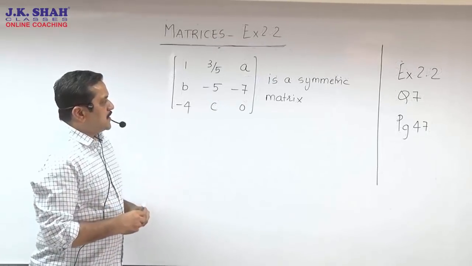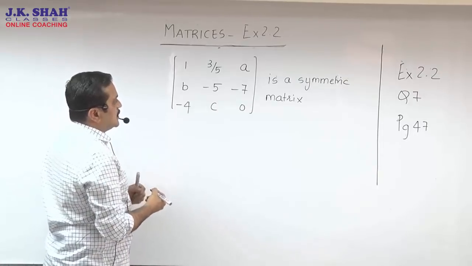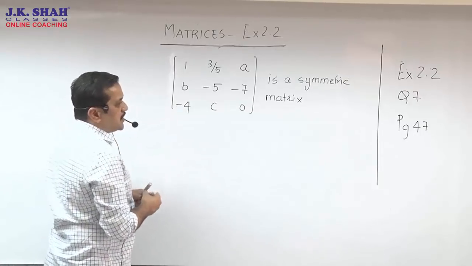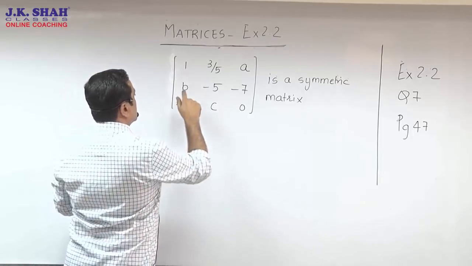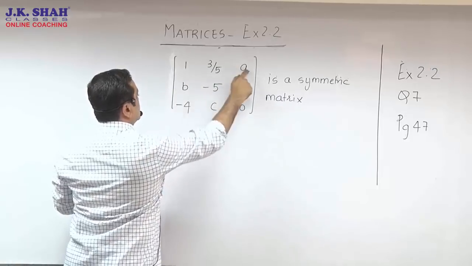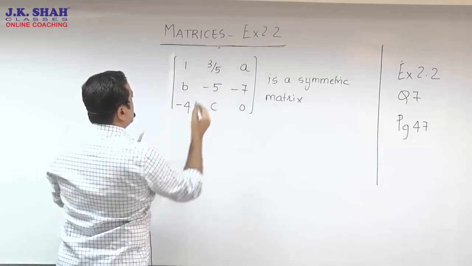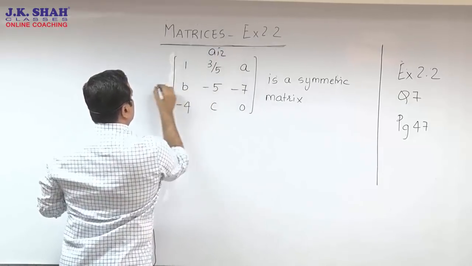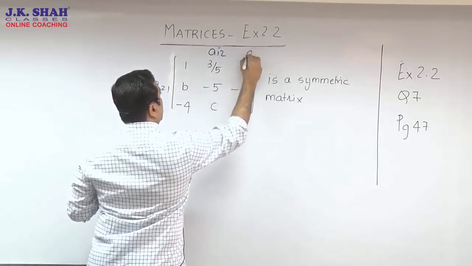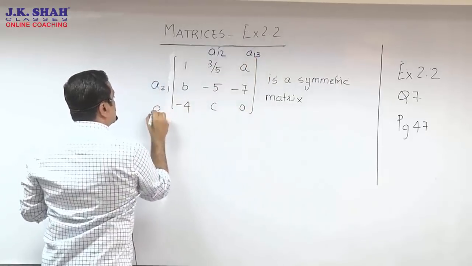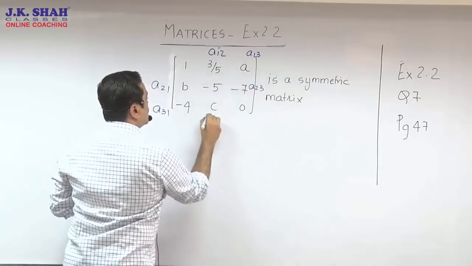I have picked up a similar sum from exercise 2.2, page 47. It's question number 7. Now again they are saying the matrix is a symmetric matrix. Just to remind you, we all do know what a symmetric matrix is. These two elements are equal, these two are equal, and these two are equal. As in, I'll write with my pen, A12 is equal to A21. These two elements are equal. Then A13 is equal to A31. And A23 is equal to A32.